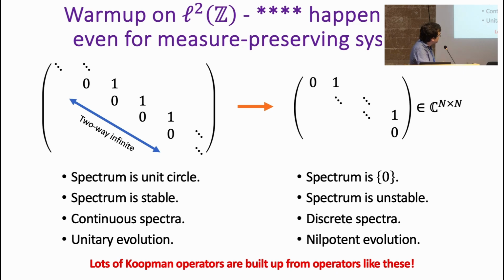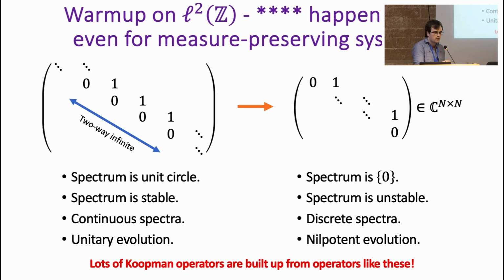Now, if we take a method such as EDMD, which is essentially a Galerkin approximation of this operator, in the large data limit, if we choose a natural basis for this operator, we're truncating to a finite matrix. In this case, a Jordan block. And a Jordan block is sort of the bad guy of spectral computations. Its spectrum is 0, so completely wrong. The spectrum is severely unstable, in fact, exponentially so as you increase the truncation parameter. It's got discrete spectra, and you get nilpotent evolution.